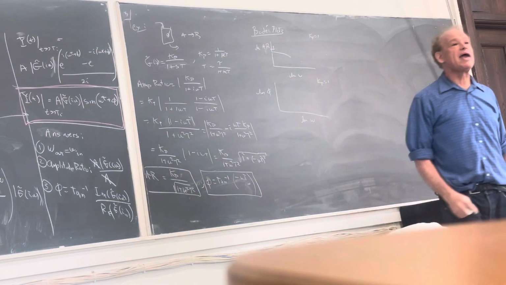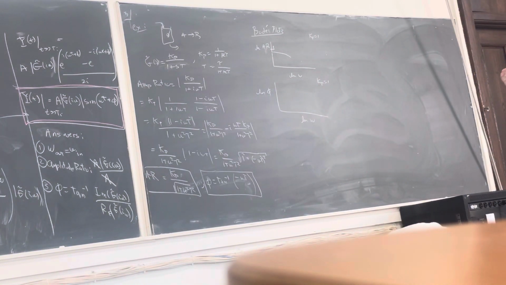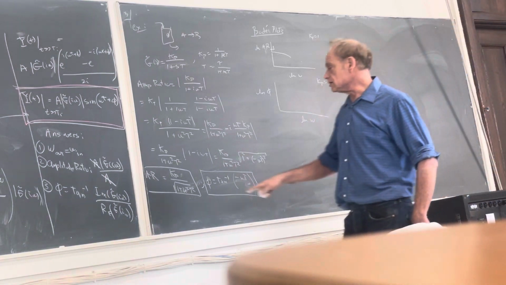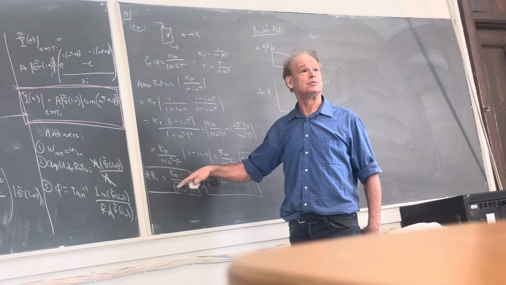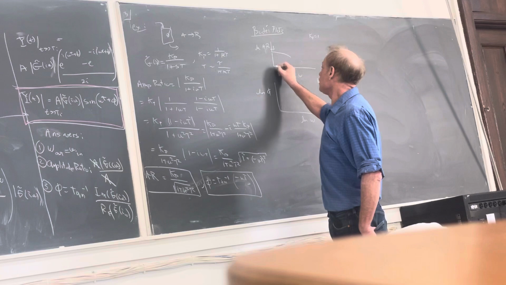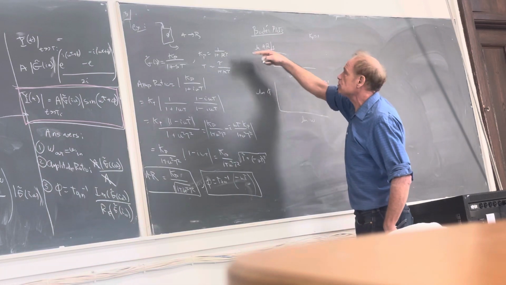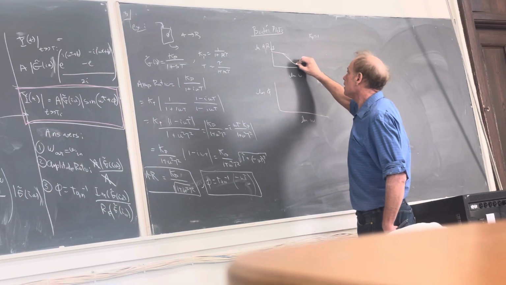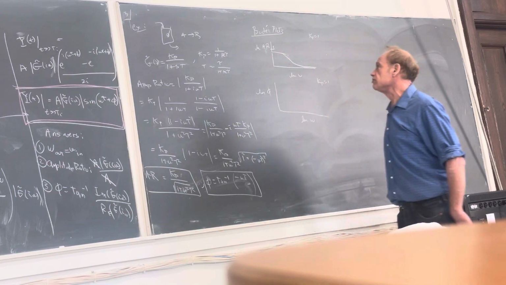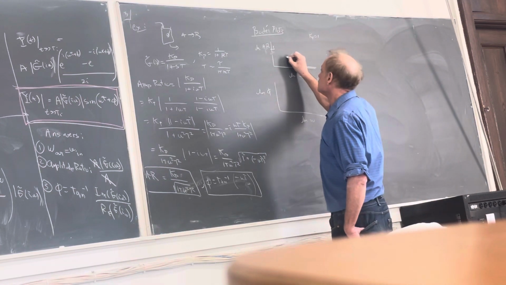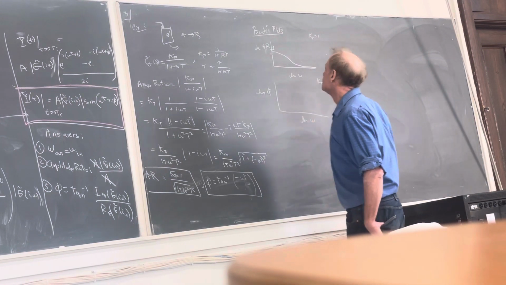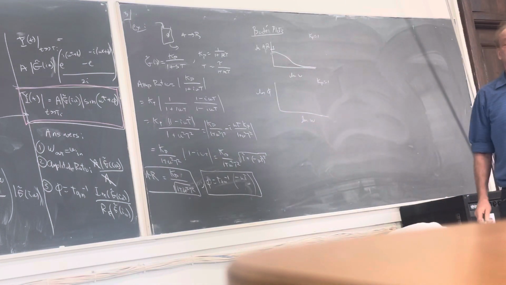On the other hand, as omega goes to plus infinity, this thing goes to 0. So here I have 0, so clearly I have an asymptote on the left of 1 and an asymptote on the right of 0. So that's what this curve looks like.